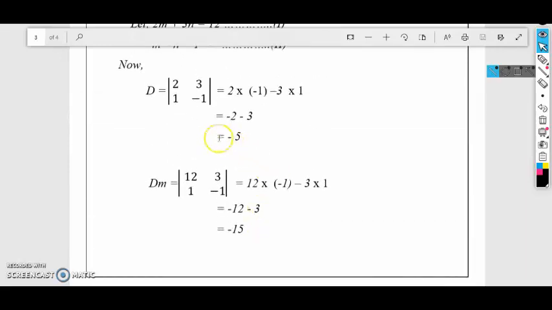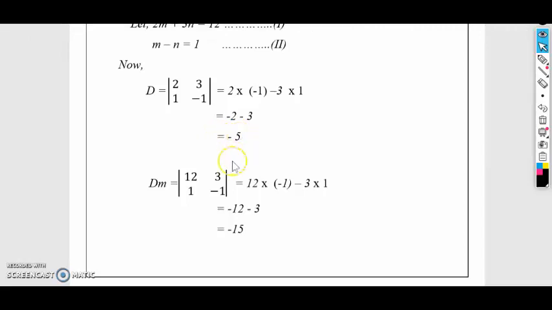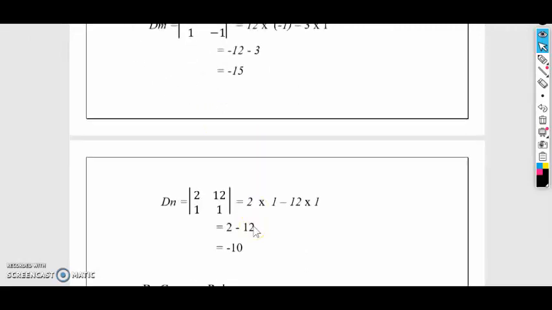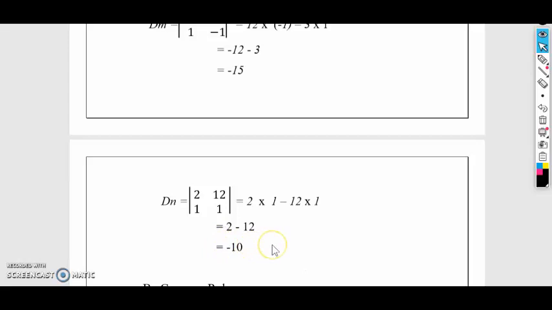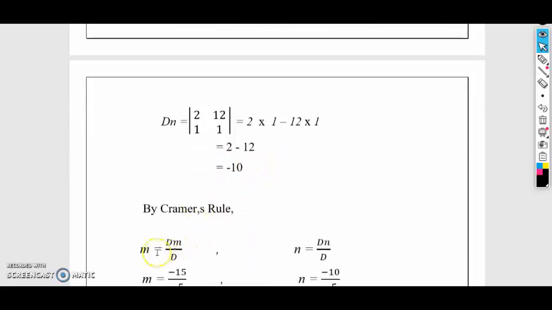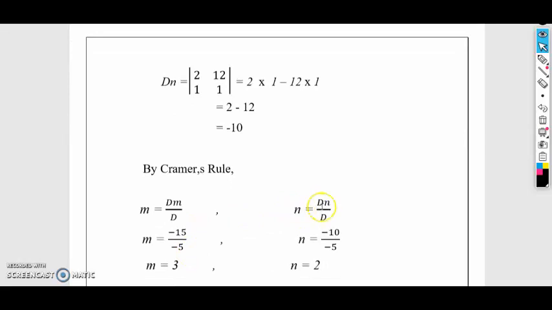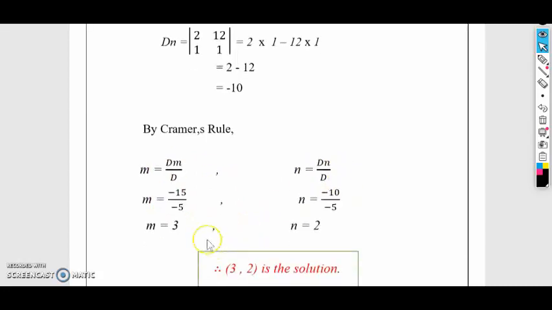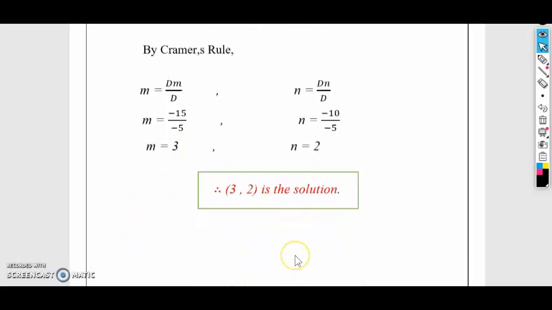So here we get the value of D as minus 5, the value of Dm as minus 15, and the value of Dn as minus 10. Then by Cramer's rule, m is equal to Dm by D, n is equal to Dn by D. Putting the values of Dm, Dn and D, we get the answer: m is equal to 3 and n is equal to 2. And 3, 2 is the solution of this simultaneous equation.